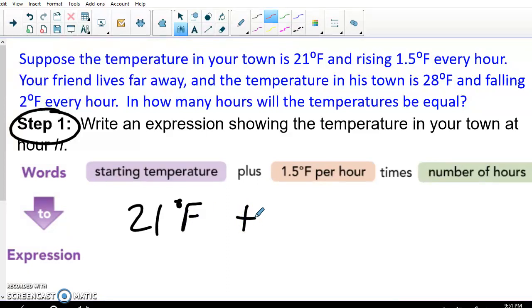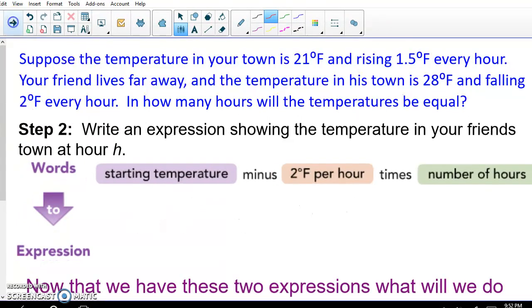Plus, and we are going to have a rising temperature of 1.5 degrees times the number of hours. So I don't know how many hours are going to go by, and it's going to change. It's variable, so I'm going to use the letter H. Now for our friend's town, their temperature is starting at 28 degrees Fahrenheit, but then their degrees are falling 2 degrees every hour. So we're going to do minus 2 degrees times the number of hours, which will be H.